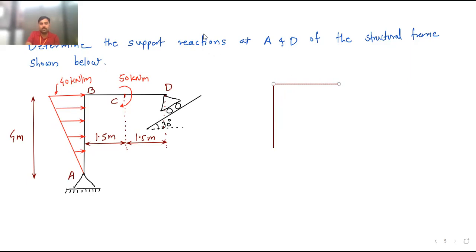So at this point A, hinge support is given. So there are two reactions. This is VA and HA. Okay, these are the reactions at point A.